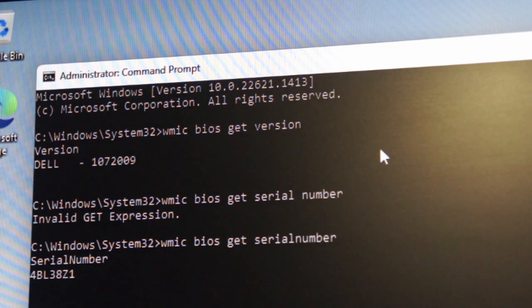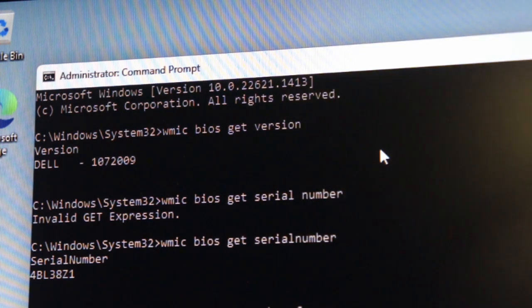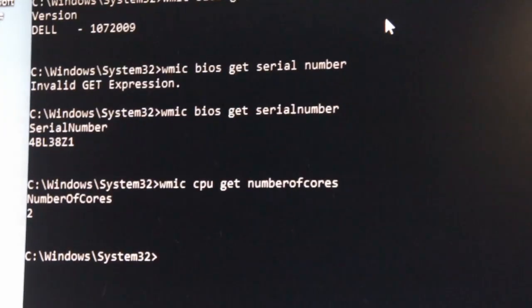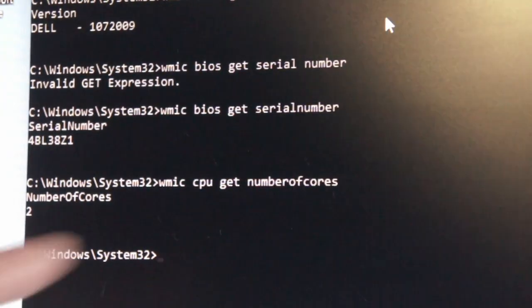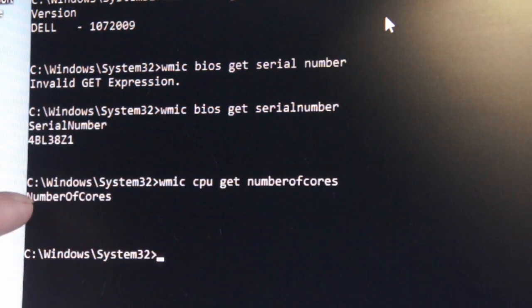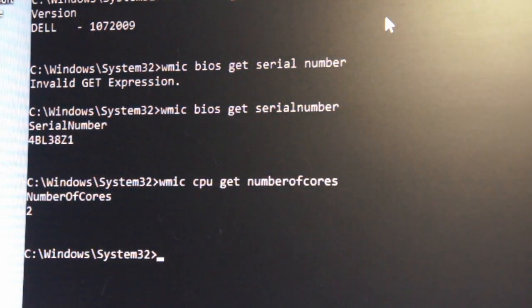And then another one is WMIC CPU get number of cores, all one word. So number of cores 2. Sorry, I don't think I've done that on the screen then. So basically WMIC CPU get number of cores 2.